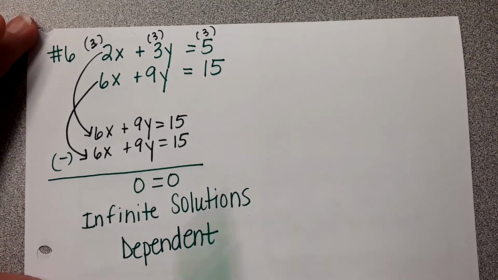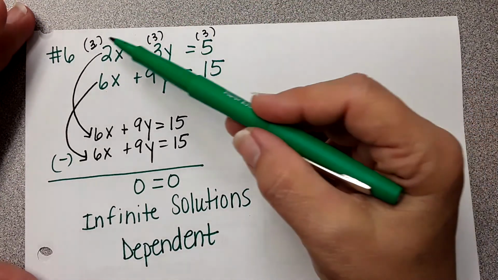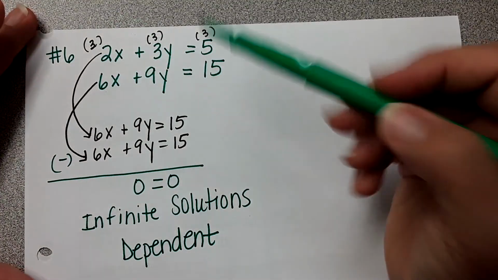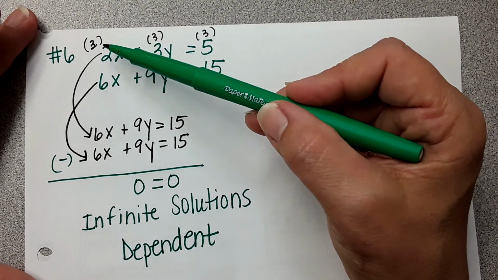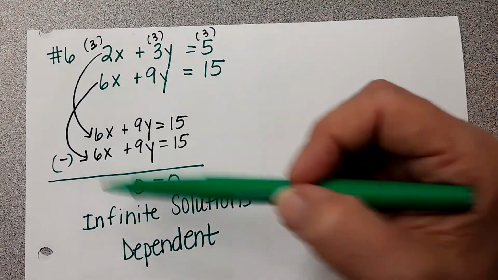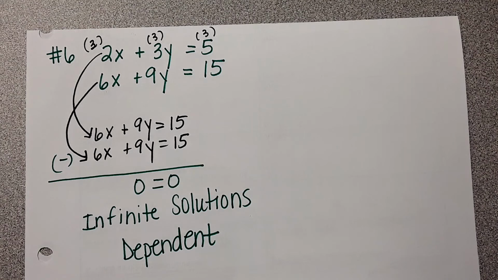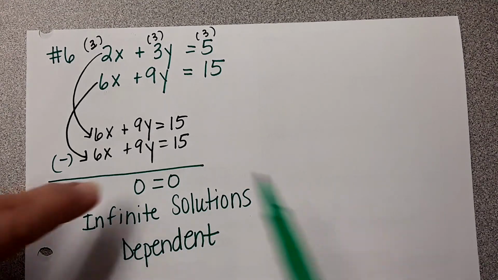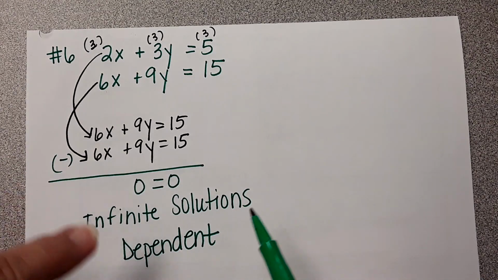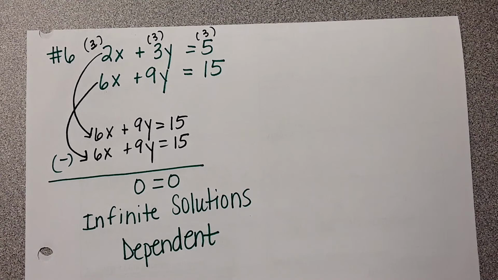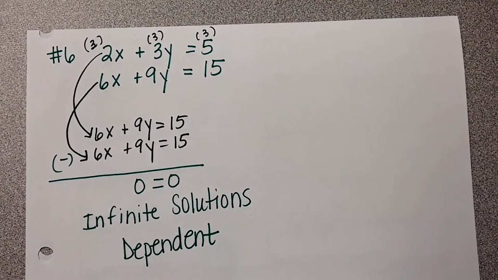So again, I just want to point out that we had to multiply because none of the coefficients were the same. We chose to eliminate the x. That's why we multiplied by 3. And then I subtracted them because the x's had the same coefficient and they were both positive. Well, it eliminated everything. It eliminated all the x's, all the y's, and we came out with a true statement. So our answer is infinite solutions, and they're dependent. It's a dependent system.